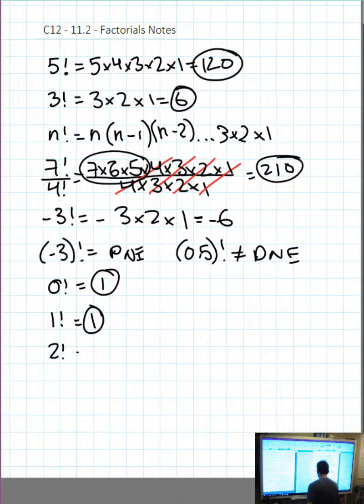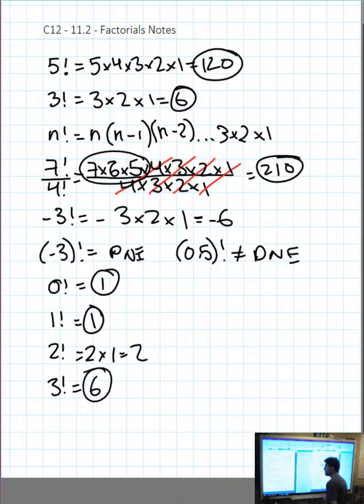2 factorial, 2 exclamation mark, is simply 2 times 1, equals 2, and 3 factorial, we did above, is 3 times 2 times 1, and lots of times you can just do it in your head. Further in the notes, 4 factorial, 5 factorial, 6 factorial, 7 factorial, etc.